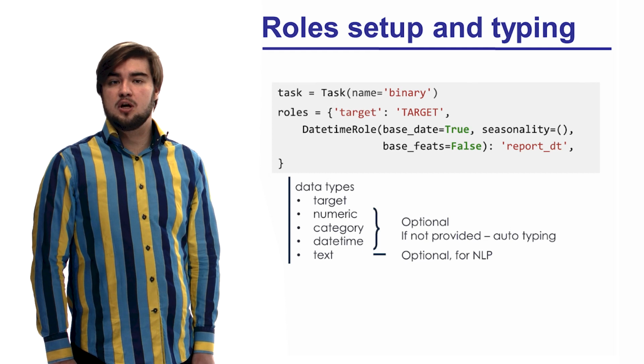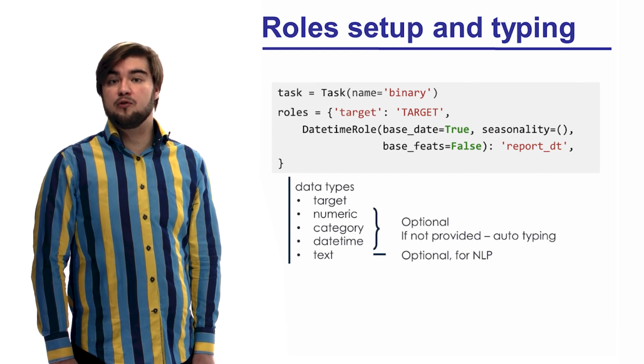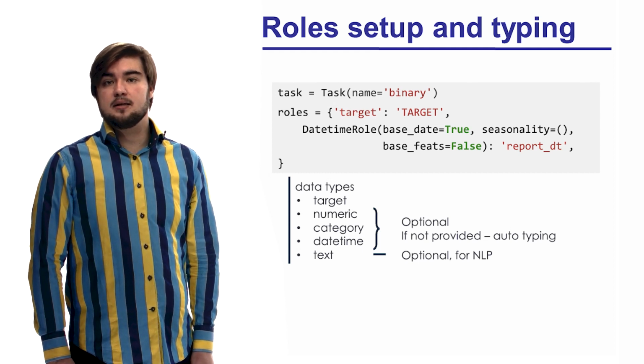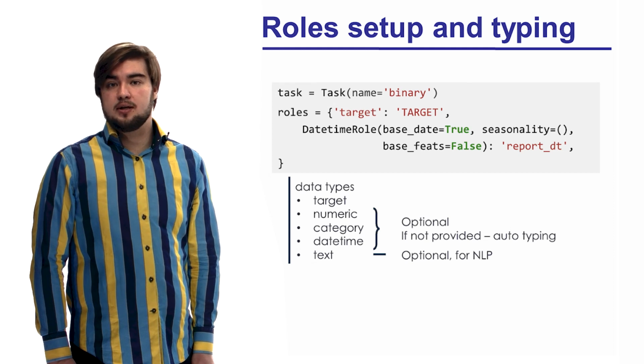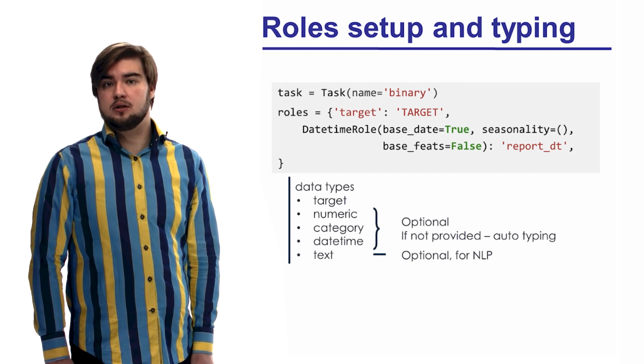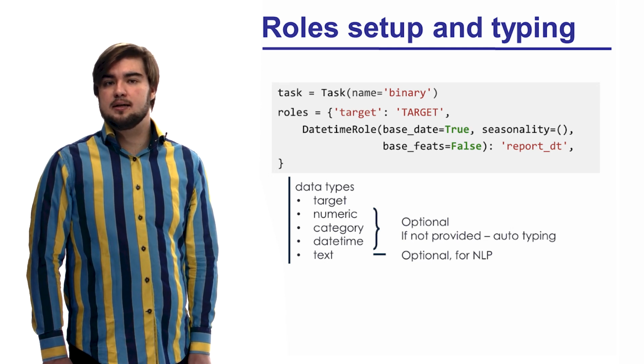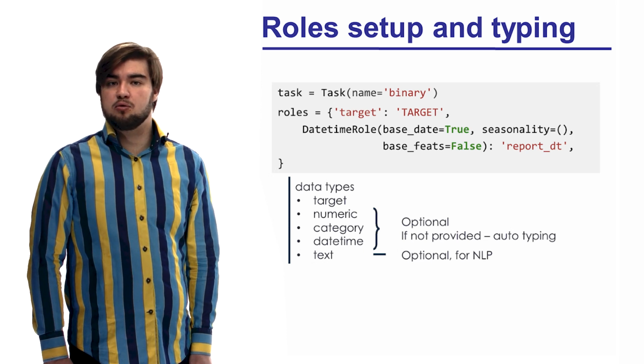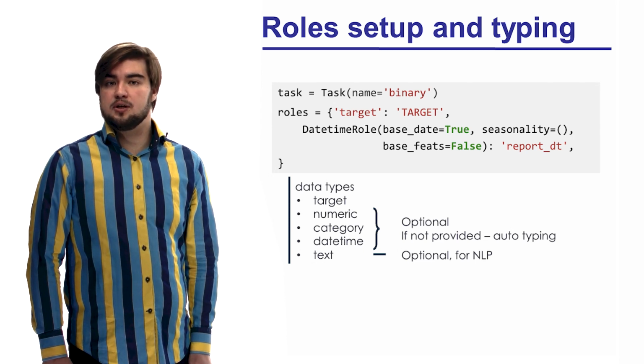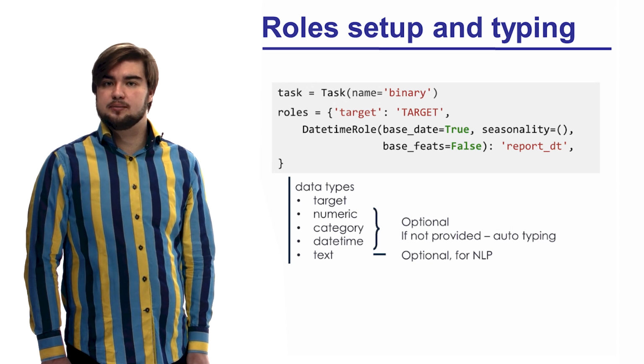First things first, we have to specify roles for features in the dataset. The only required role is target, the column we want to predict. Other possible roles are numeric, category, and datetime. If not provided, they will be determined automatically using auto-typing. The text role, used for raw text, is common in an NLP preset.